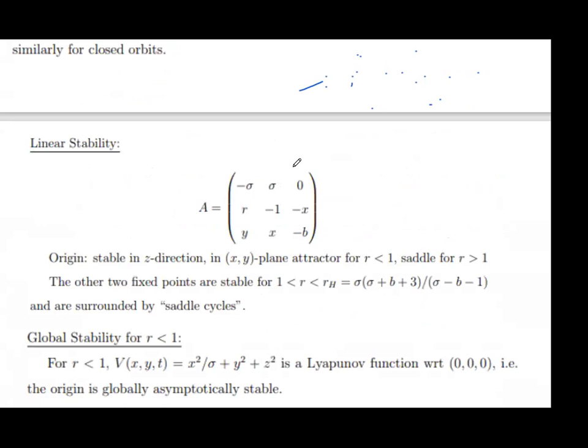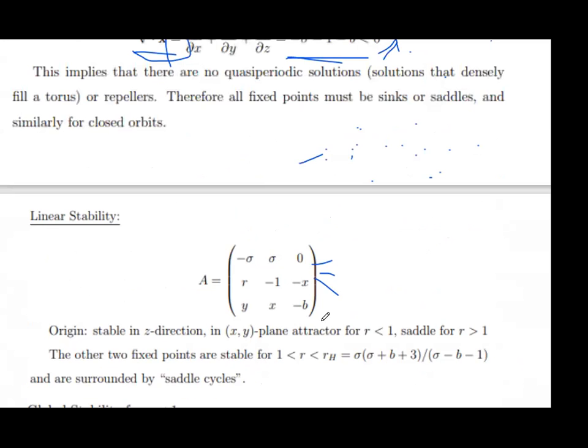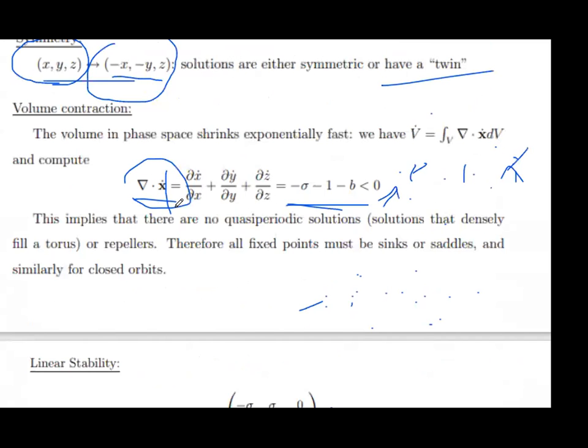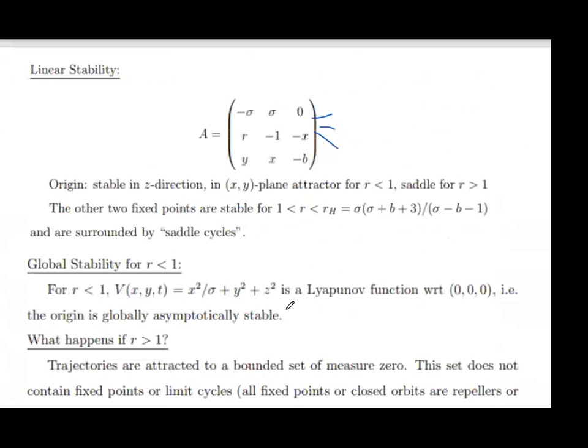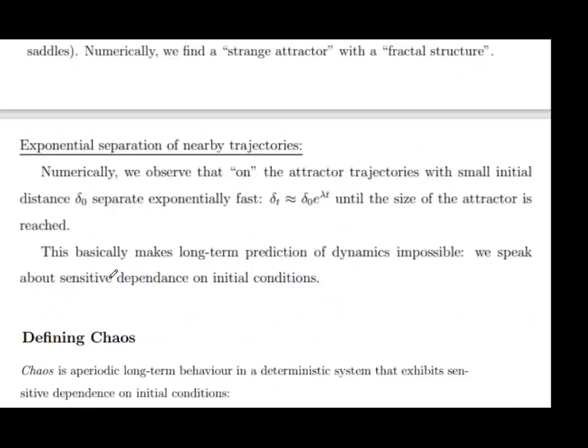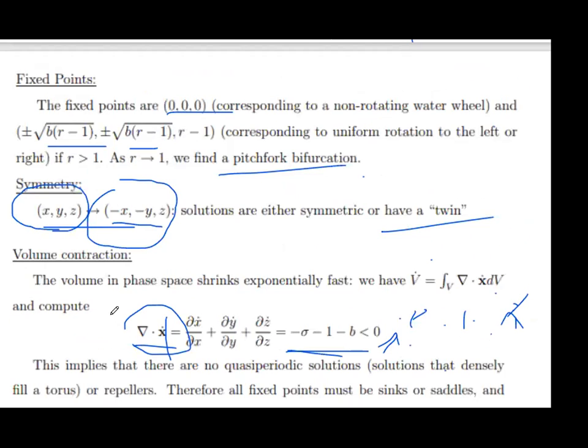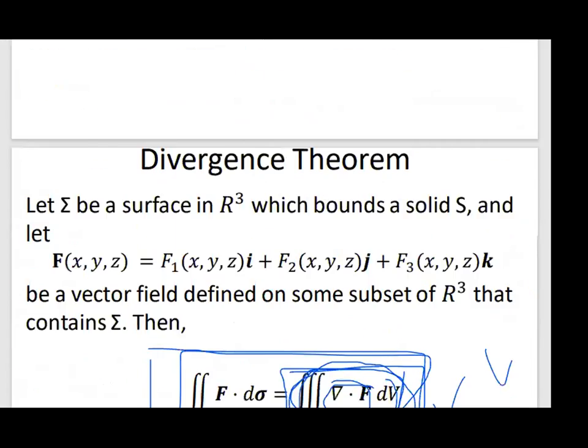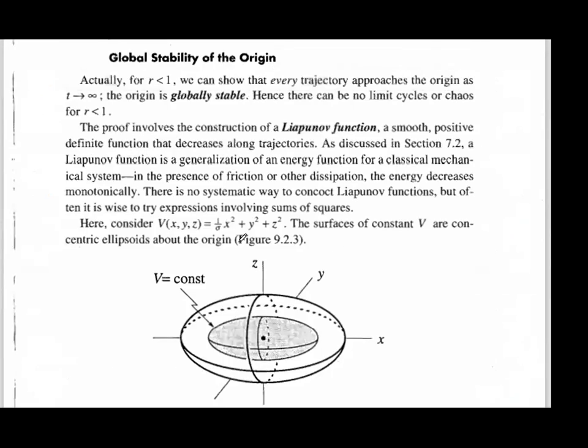Here we go. This is the Jacobian here. You can find the three eigenvalues and investigate the real parts. If all of them are negative, then it stays stable. Okay, so global stability. Before that, what was that? Yeah, here we go. Volume contraction. Pick a volume in the space, like this.